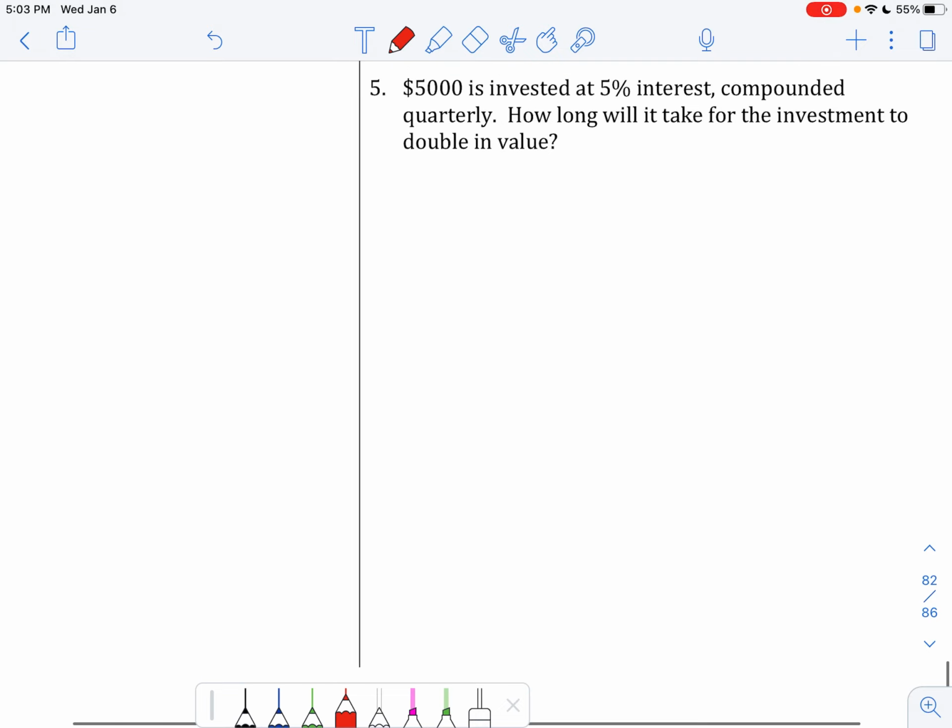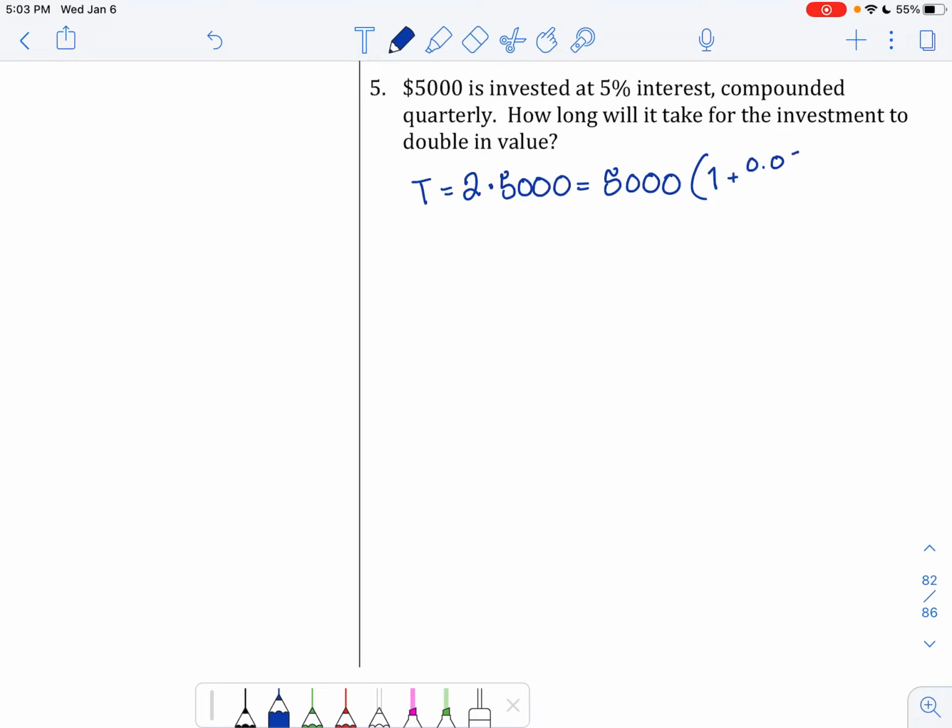Lastly, you might be asked to solve word problems. So here we have $5,000 is invested at 5% interest, compounded quarterly. How long will it take for the investment to double in value? Well, we're talking about compound interest and doubling. So the amount is equal to 2 times 5,000, which is equal to the compound interest formula, 5,000 times (1 + 0.05/4)^(4t), because time is the one we don't know.